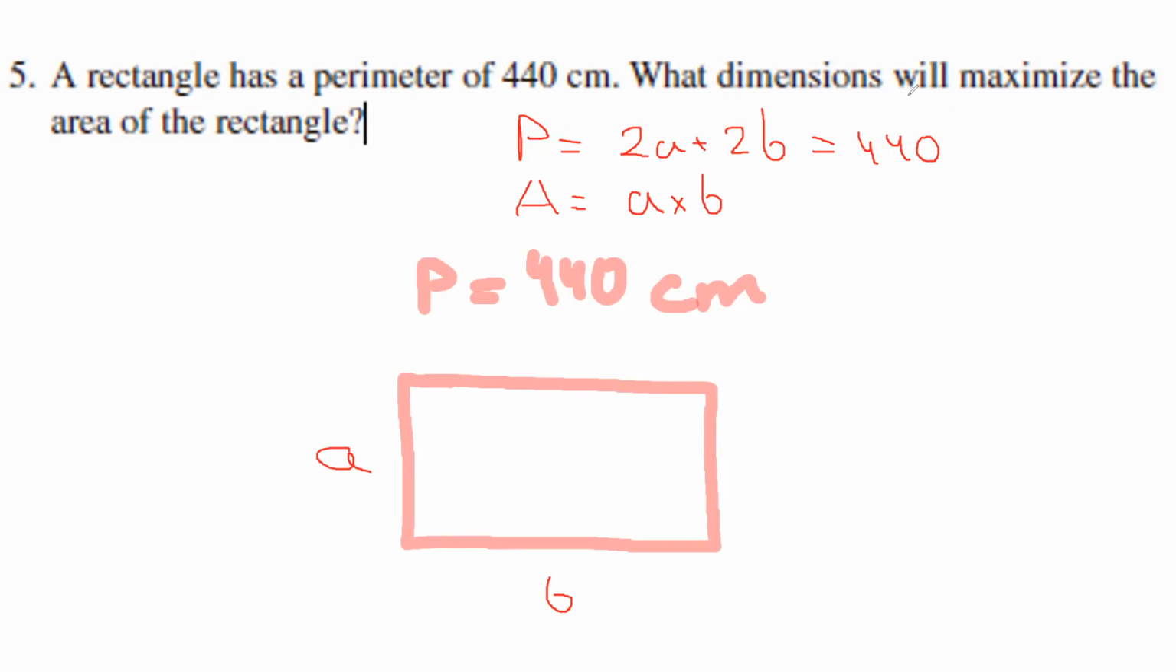So what dimensions will maximize the area of the rectangle? We want to make this as big as possible while we are limited to 440 centimeters perimeter. Any ideas? So now we know we have two formulas basically.